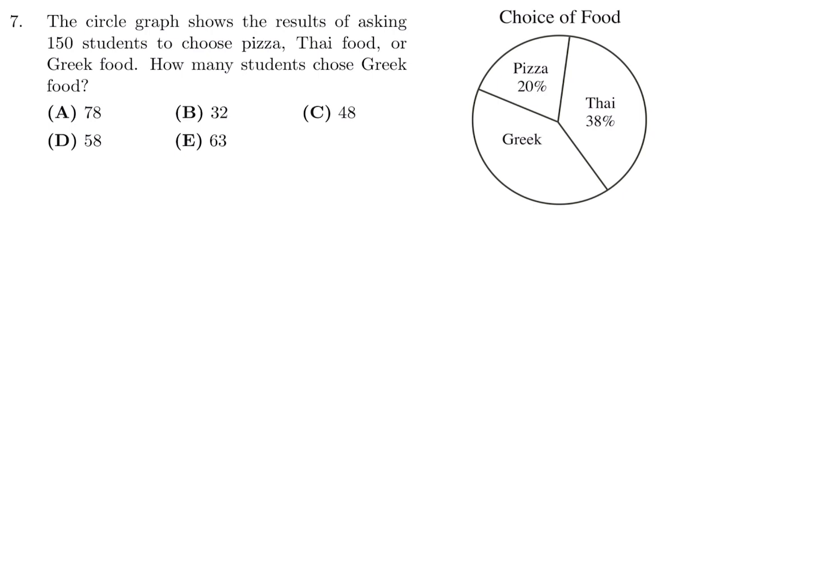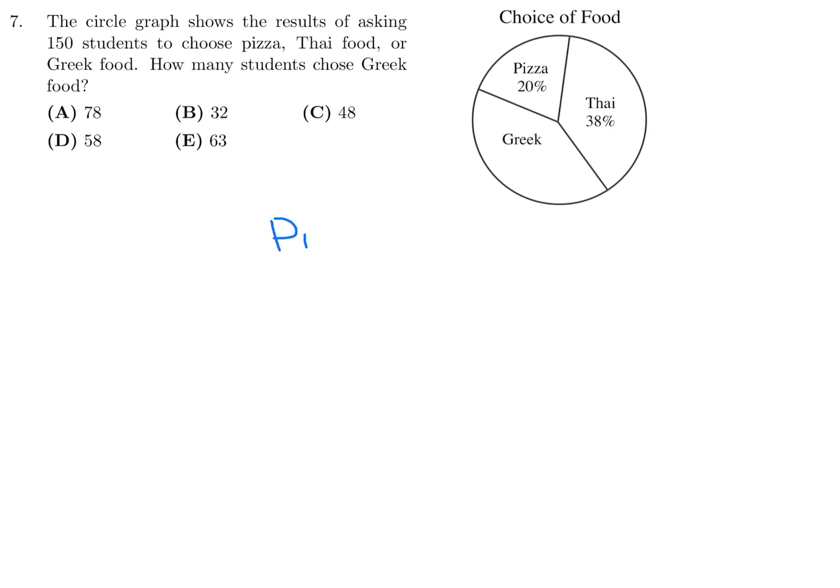The circle graph shows the results of asking 150 students to choose pizza, Thai food, or Greek food. How many students choose Greek food? And Greek food, by the way, is excellent. I've tried it many times, and they have many Greek restaurants in Canada.